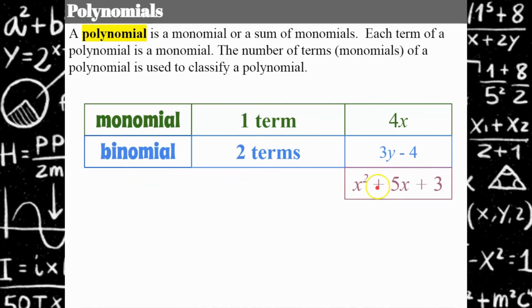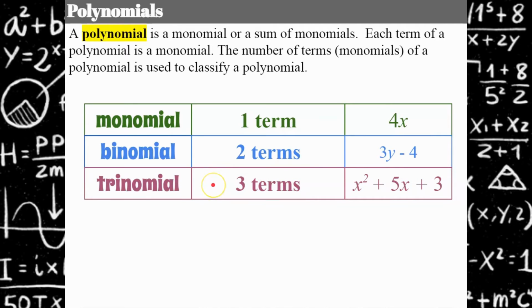One more here, we have x squared plus 5x plus 3. So I have three terms, x squared, 5x, and 3. And it's in simplest form. None of those are like terms. So it's in simplest form, three terms, and we call that a trinomial. Keep in mind, these are all in simplest form. You want the polynomial in simplest form before you classify it. These are all polynomials. More specifically, we could call it monomial for one term, binomial for two terms, trinomial for three terms.